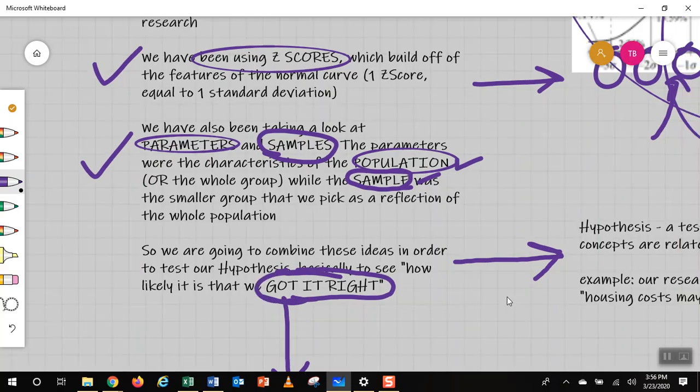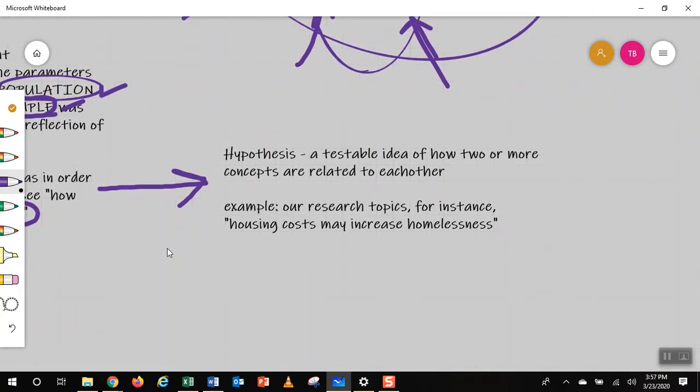So two terms we need to take a look at. Hypothesis. Just as a reminder, hypothesis is something that's testable. Idea of how two or more concepts are related to each other. So basically anything we've been looking at so far with our research topic, our interest for research, and it's just saying how one concept might be related to the other.